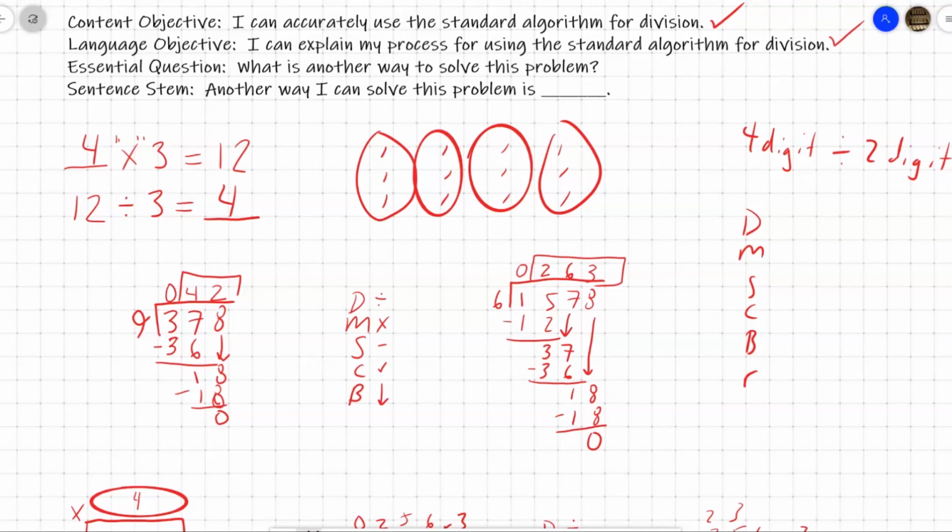So check there. What is another way to solve the problem? Well, we did it with inverse operation or by fact families. We did that with modeling, both in groups here, modeling with base 10 blocks. We did area models, reverse area models, and of course standard algorithm. And so that also answers our sentence stem. Another way I could solve this problem is by using any of these other methods.